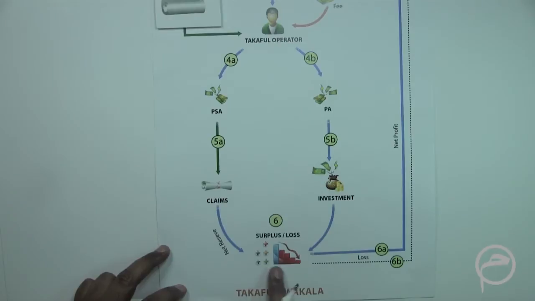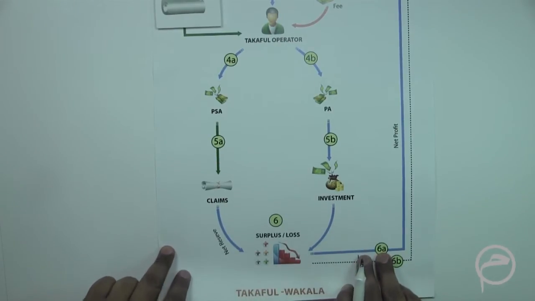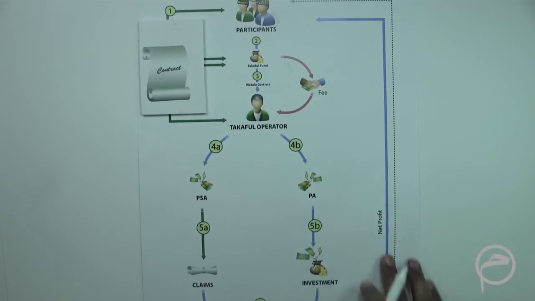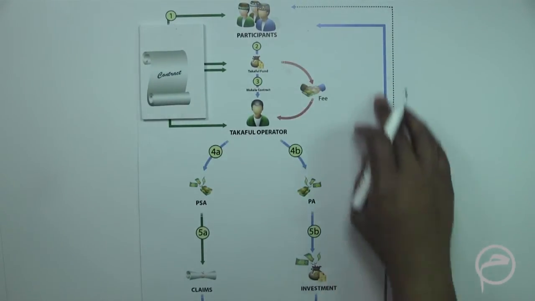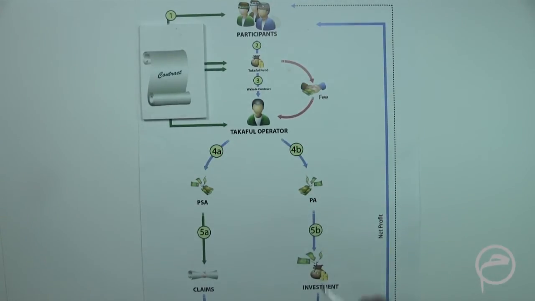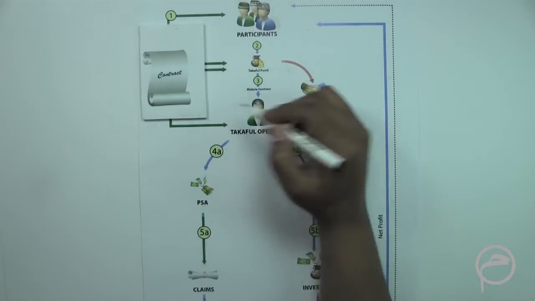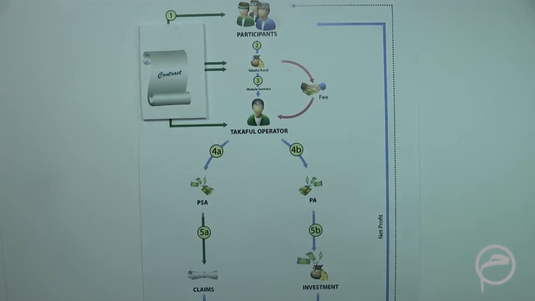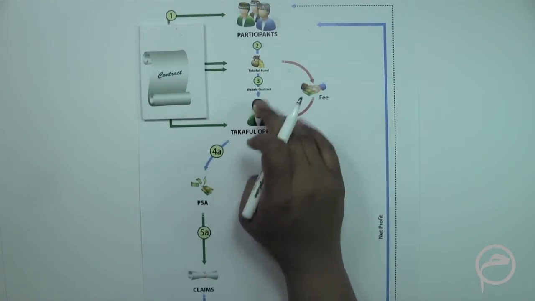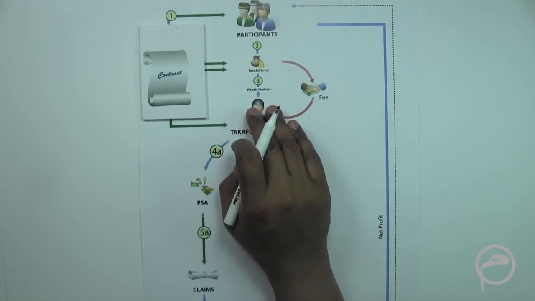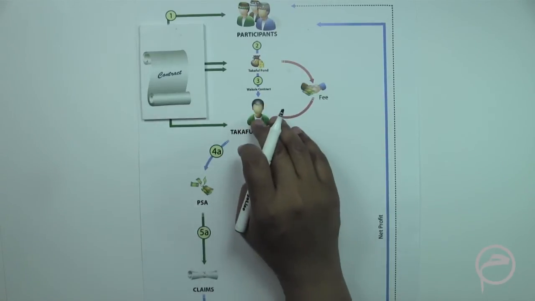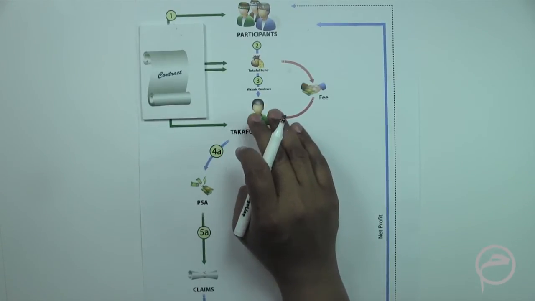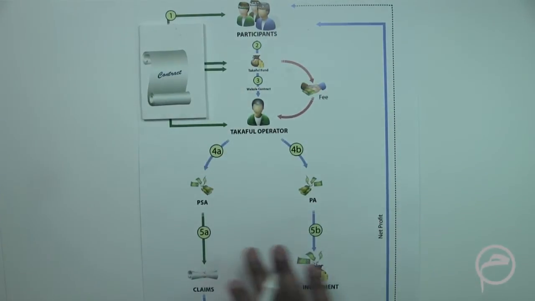Now this surplus, in a way, is shared with the participants, right? Now this is what happens, and the Takaful operator, because it is appointed as an agent, gets a fixed fee irrespective of the performance of the Takaful, meaning that if there is a loss in the investment, that doesn't reflect in the payment of the fee to the Takaful operator. Because the Takaful operator is acting as an agent, a fixed fee needs to be paid to the Takaful operator. So this is in brief how the Wakala model of the Takaful works.